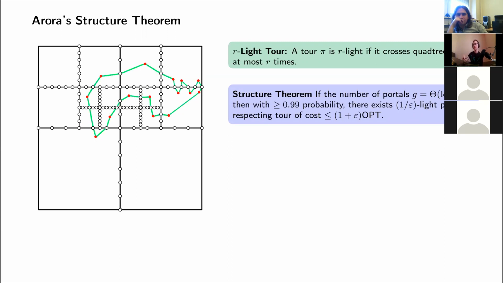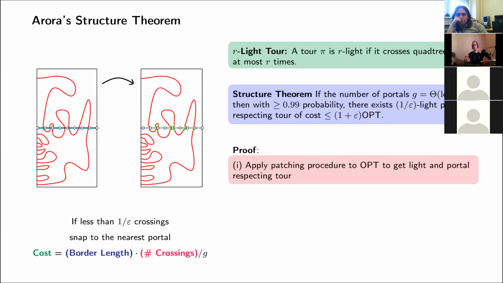Okay, so if I had this tour, I will now have this tour, for example. And the proof consists of 2 steps. So the first step is to apply this patching procedure to this optimum solution to make this tour light. And we can guarantee it, for example, like this. So you have this tour, and it crosses this edge of a quadtree less than 1 over epsilon times.